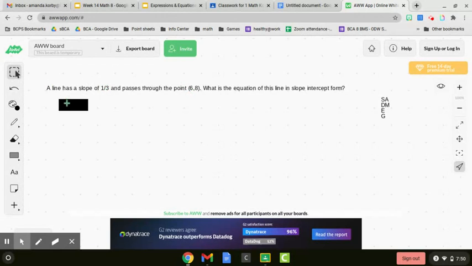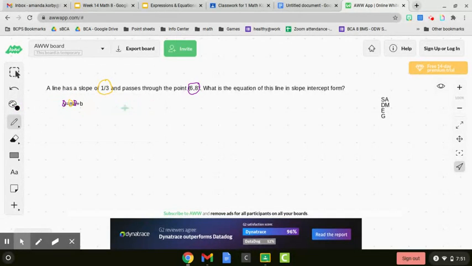So first, let's start with the equation of a line: y equals mx plus b. m is the slope, b is the y-intercept. We know one of these items. We know our slope is 1/3, so we could rewrite the equation plugging in 1/3 where we see m. The other thing we know is an ordered pair. We know that x is equal to 6 and y is equal to 8, so we could plug those in for our y and our x.